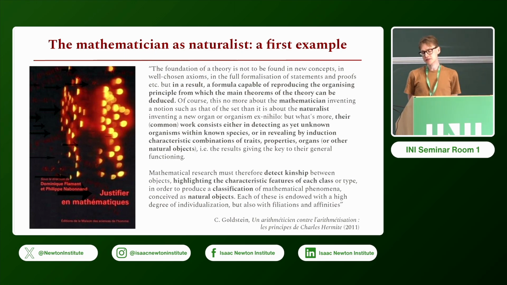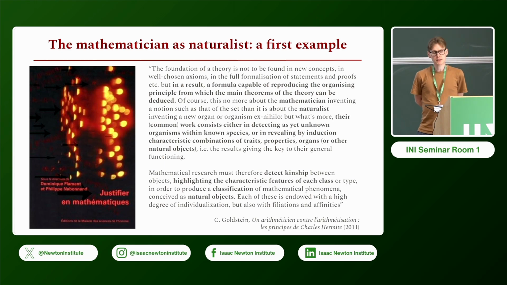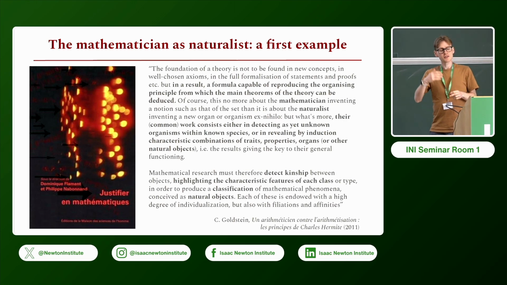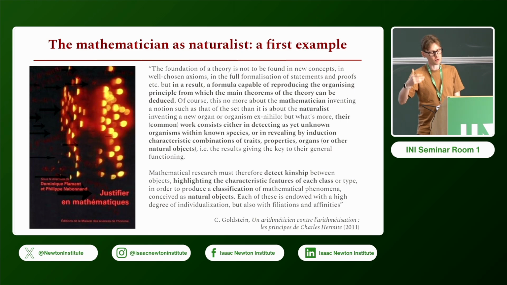Papers in which she tries to describe Charles Hermite's work, especially on quadratic forms and related topics, as the work of a naturalist. I will not get into any of the mathematical details, but essentially she argues that what we observe in Hermite's practice is that it's a practice like that of a naturalist, in which the foundation of a mathematical theory is not to be found in new concepts, in the selection of axioms, in formalization, but rather in the identification of specific results, formulas that can reproduce the organizing principle from which the main theorems of a theory can be deduced.